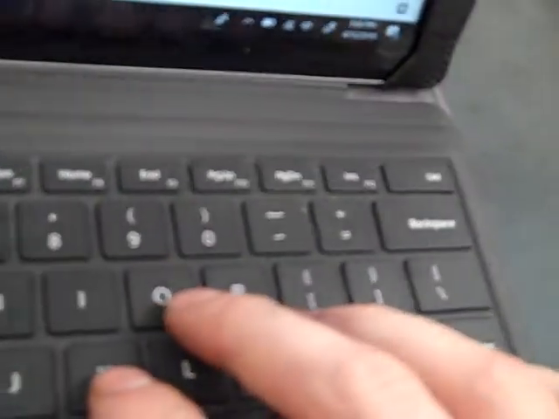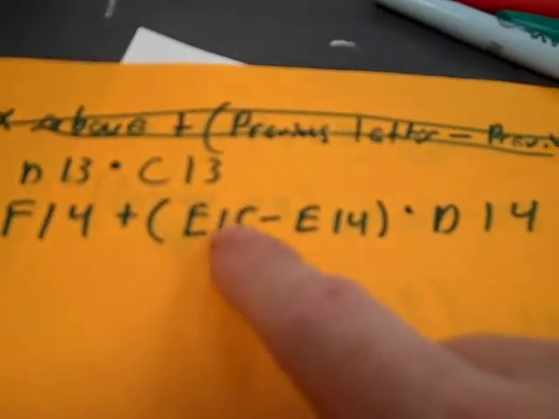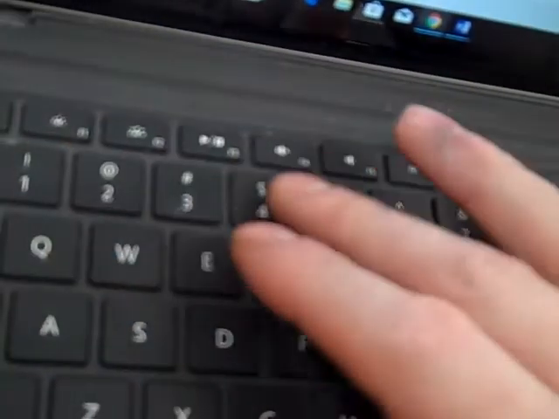Plus parentheses, okay? E15 minus E14. Type it in and I'll explain why after we entered it. Okay, E14. E15 minus E14.